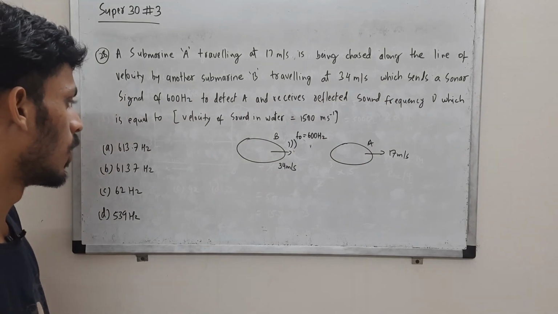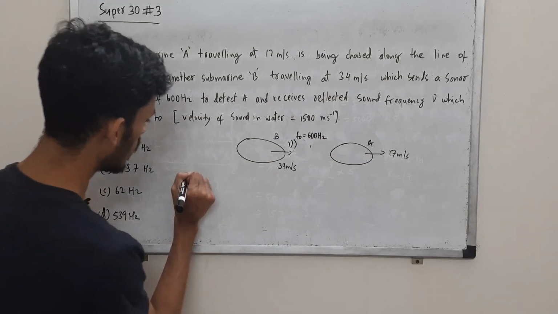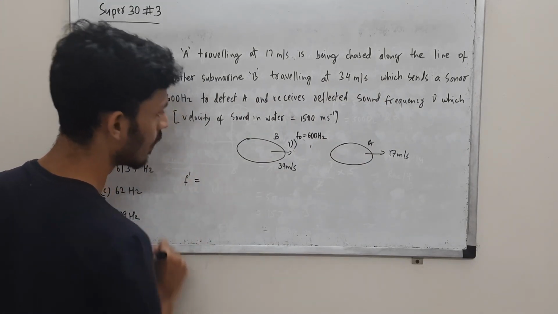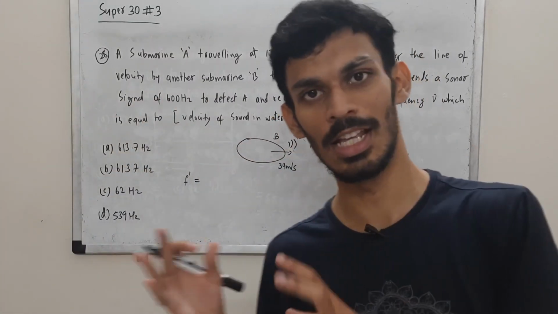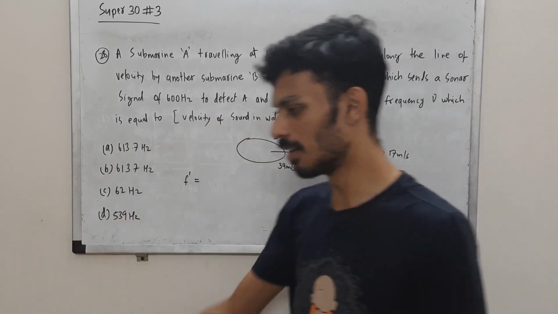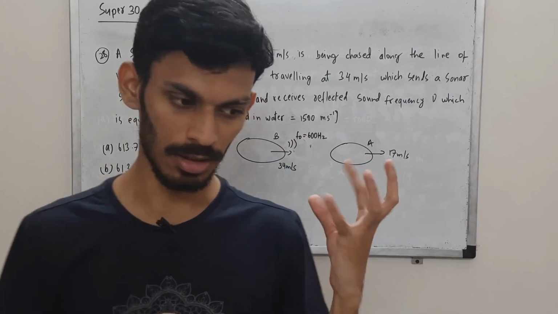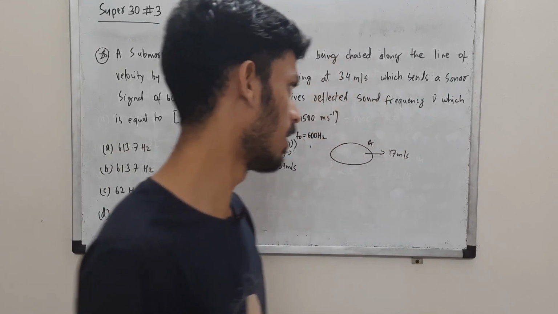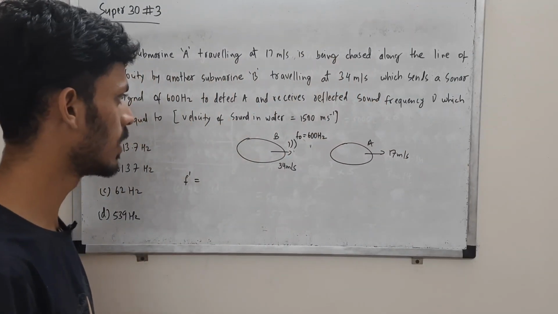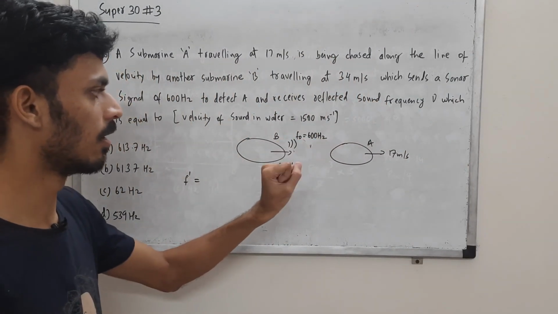First of all there will be this frequency f dash, which is the frequency heard by A. Then A will act as a source, and we can consider that the reflected waves are from A.